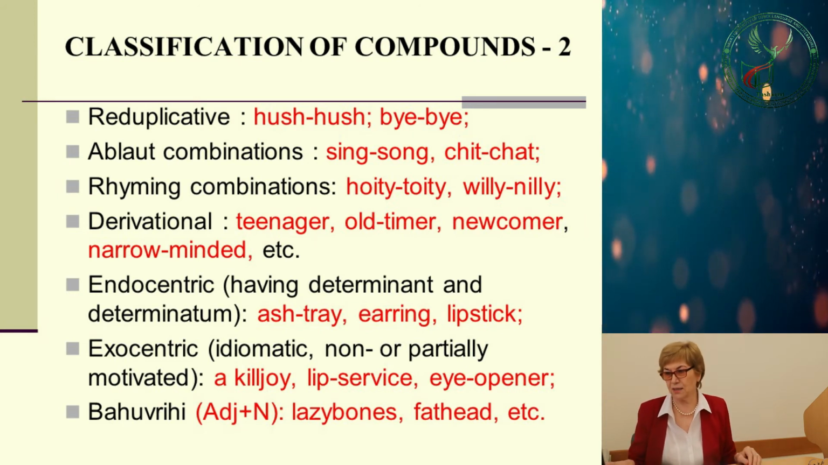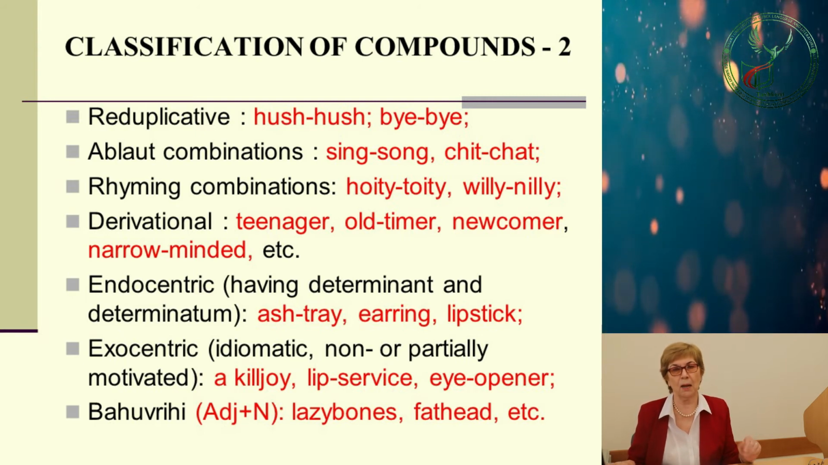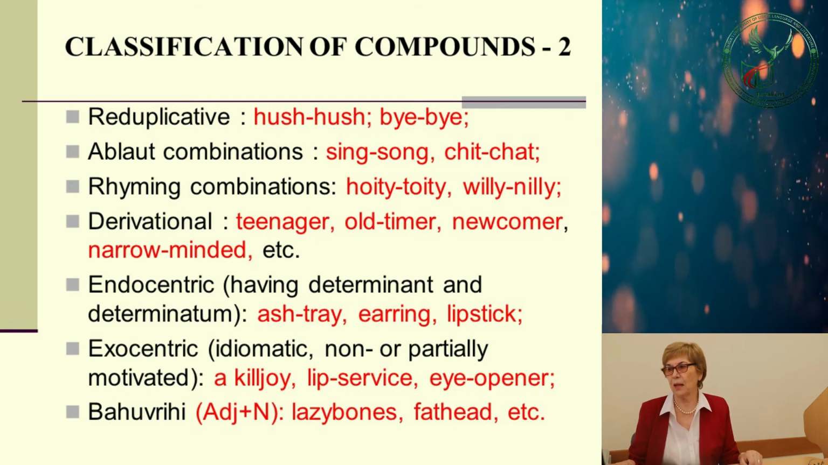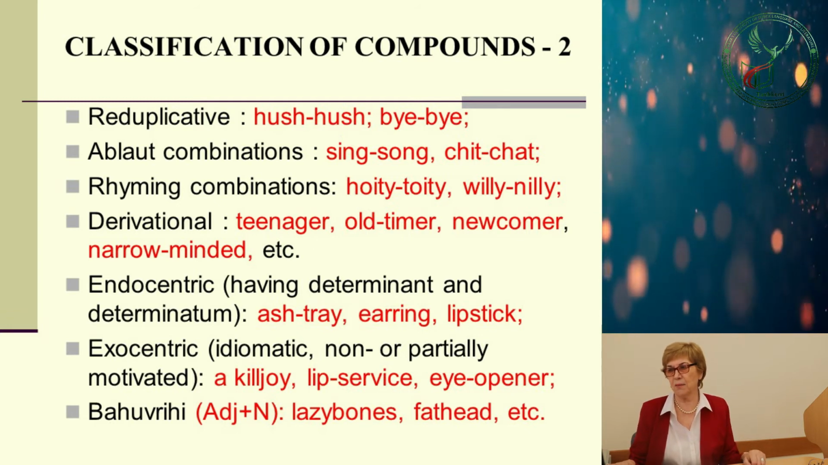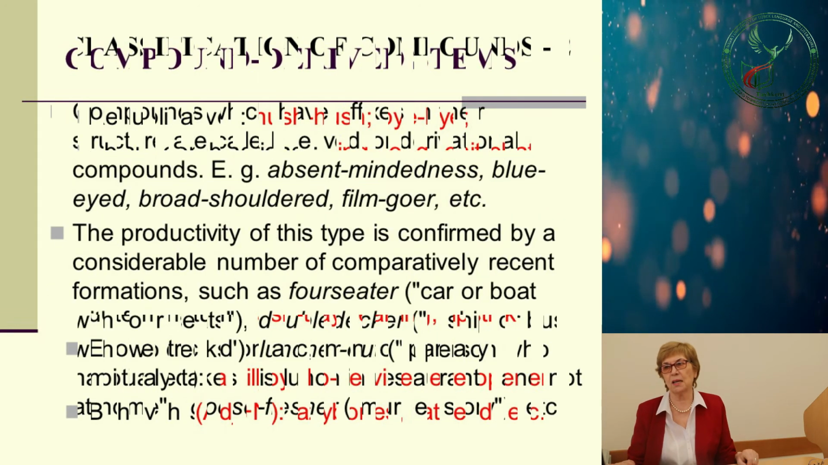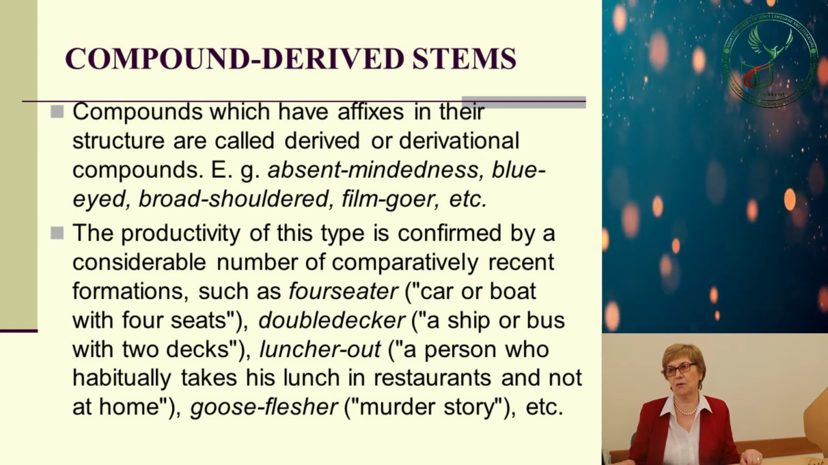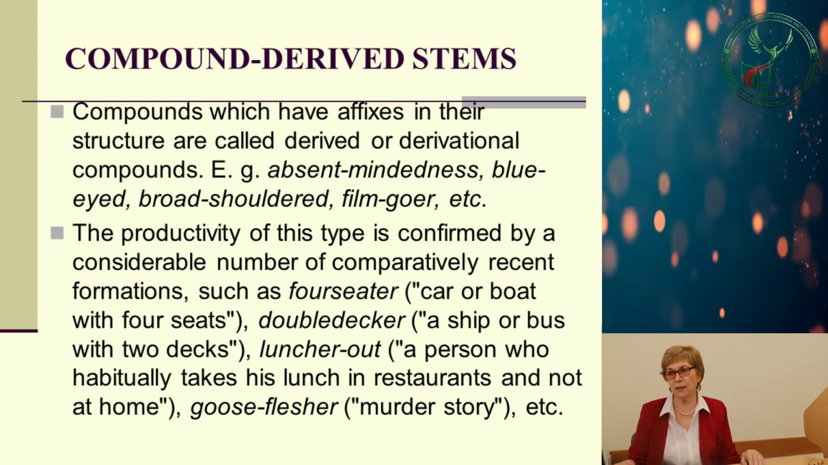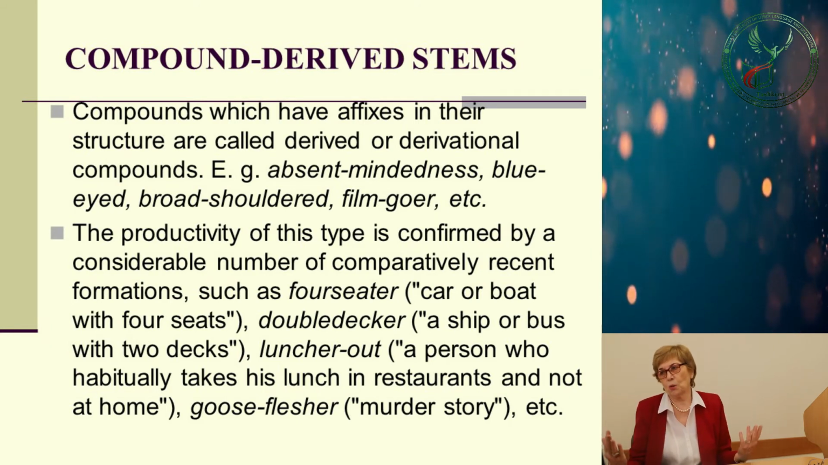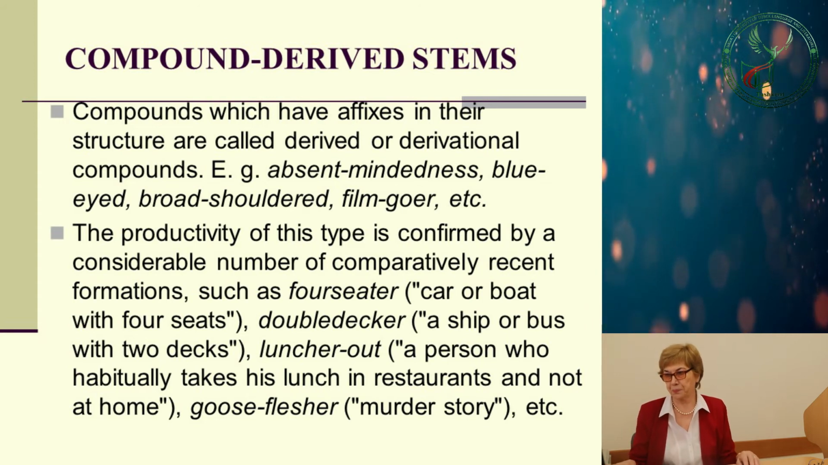Okay, etc., etc. So we will discuss this, and you will apply this knowledge in your seminar assignments. Okay, compound derived stems. Again, these are longer words having two roots and some derivational affix. And here I give you some examples: absent-minded, mindedness, blue-eyed, broad-shouldered, field-goer, you know, and many, many more.